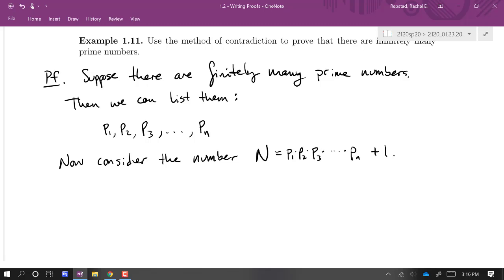Okay, let's say I take this number, big N, that we just made. If I tried to divide it by P1, what would the remainder be?